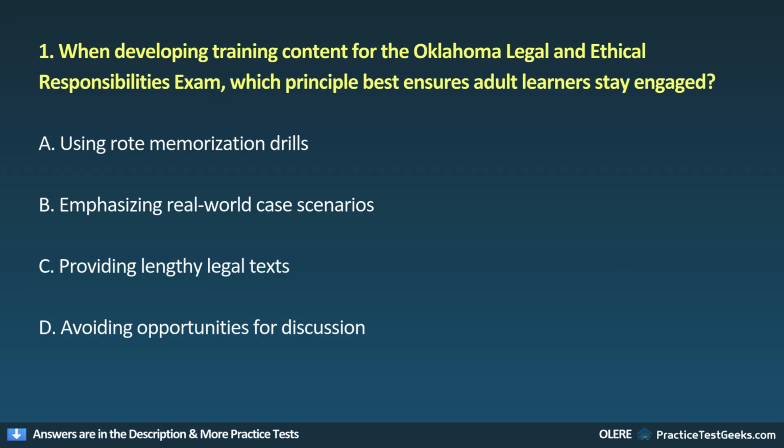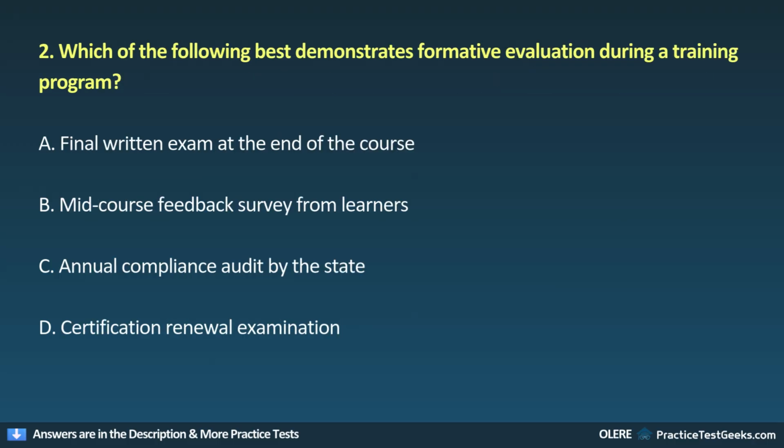1. When developing training content for the Oklahoma Legal and Ethical Responsibilities exam, which principle best ensures adult learners stay engaged? A. Using rote memorization drills. B. Emphasizing real-world case scenarios. C. Providing lengthy legal texts. D. Avoiding opportunities for discussion.